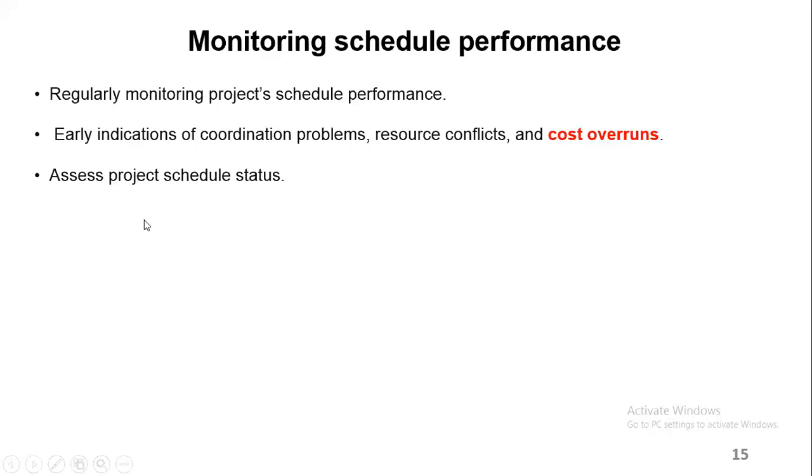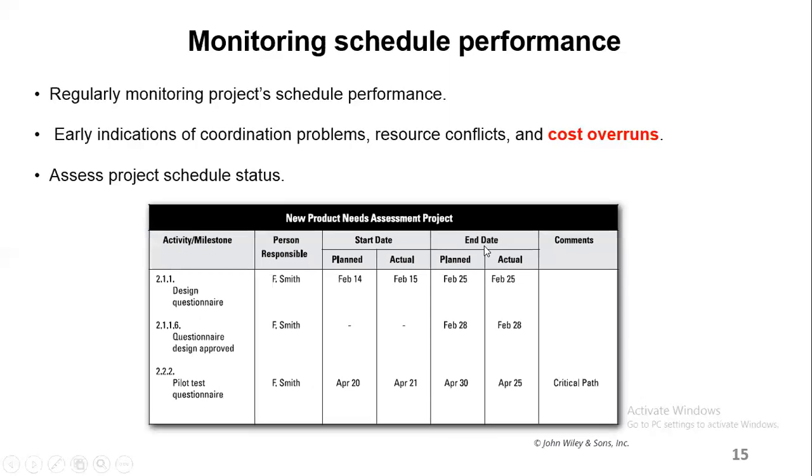Okay, and then you also need to assess the project schedule status. Okay, this is in terms now. This diagram here is now showing you, remember the network diagram that you did, those early start, late start. So you compare all that now. Let's say these are the different activities that you see on your left. Then here you can see the person responsible and then start date, end date. Let's say for start date, you have planned start date, then you have actual start date.